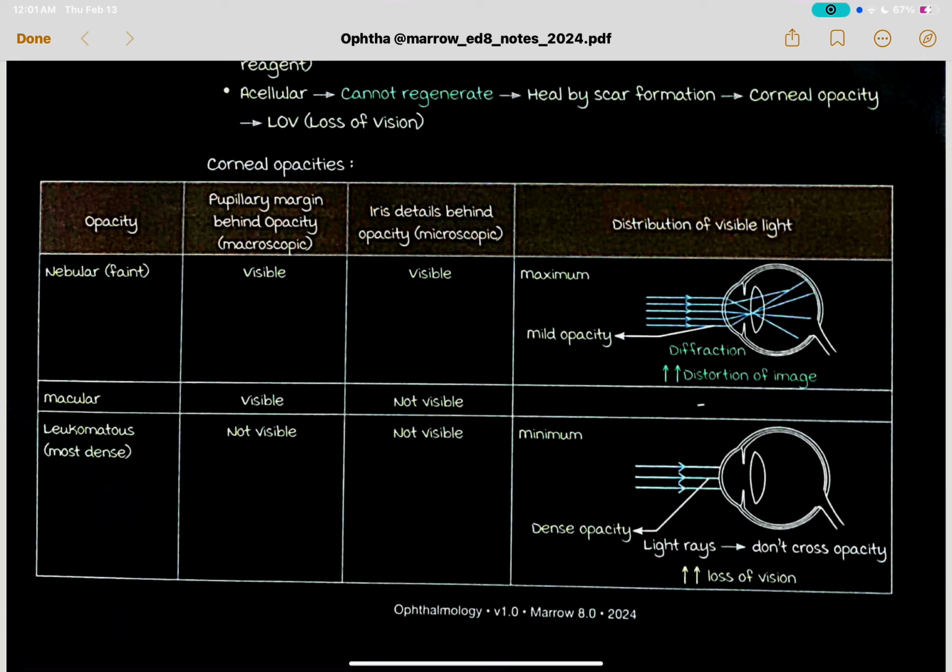What are the 3 corneal opacities? Nebular, leucomatous, and macular. Iris details behind opacity, microscopic. So only one lets you see the iris microscopically, and that is nebular, faint opacity.